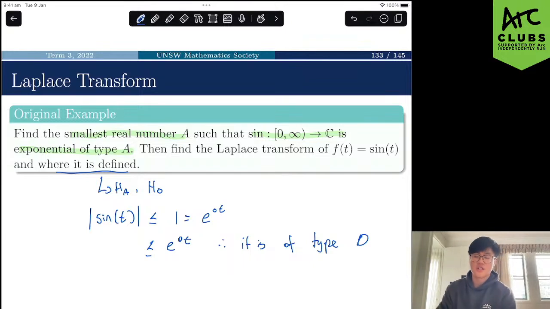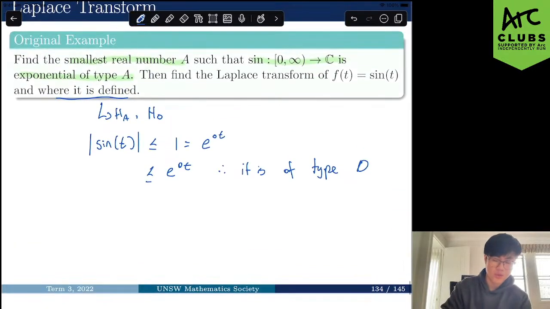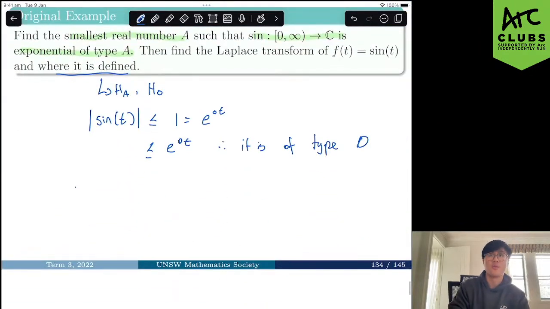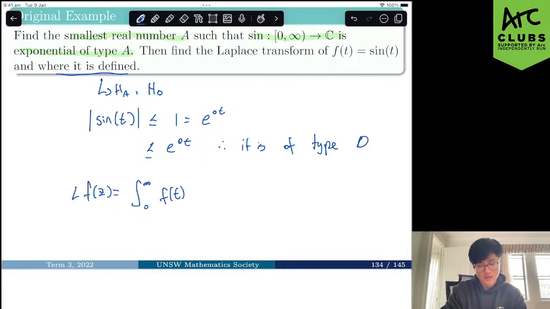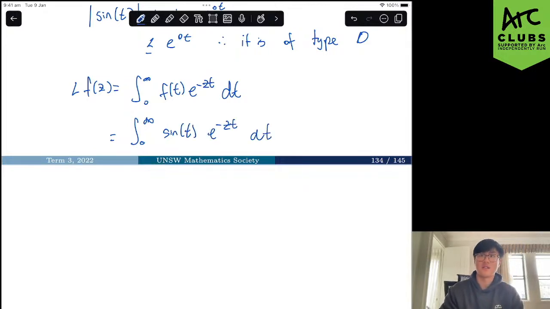The second half of the question is just find the Laplace transform of sine t. So to do this, we just need to use a formula. So our formula was the Laplace transform of f at z is equal to the integral from 0 to infinity of f of t e to the minus zt dt. Alright, so let's plug in our value here. So that's the integral from 0 to infinity of sine t e to the minus zt dt.